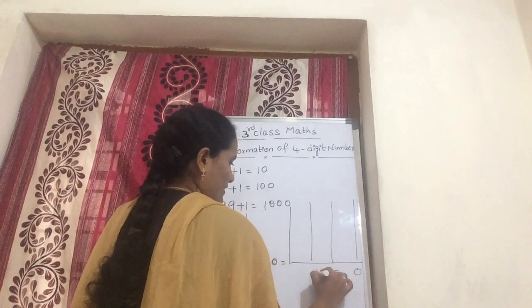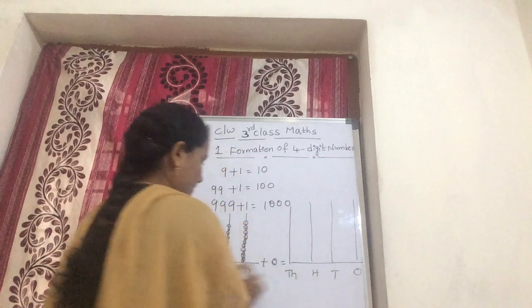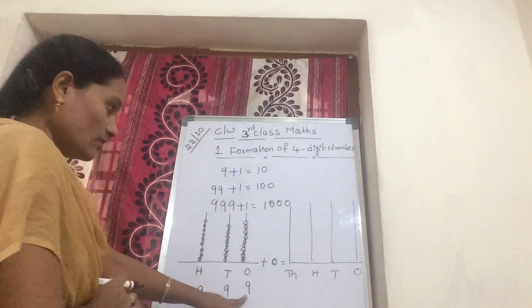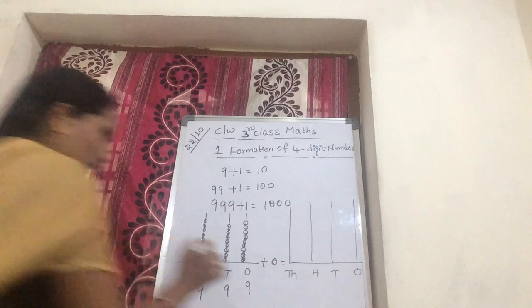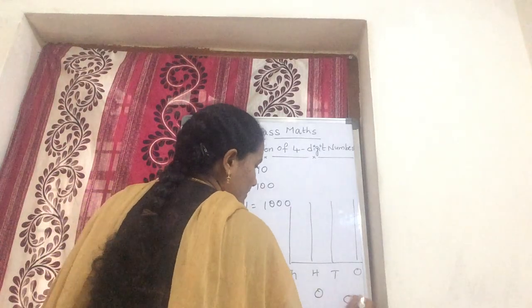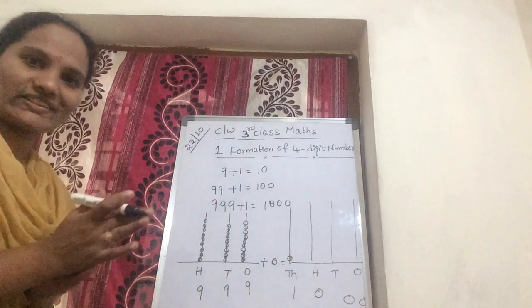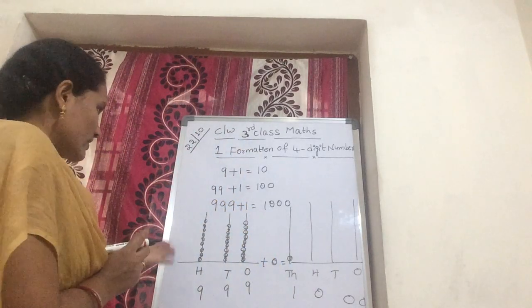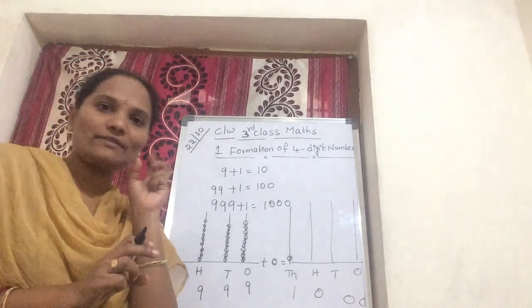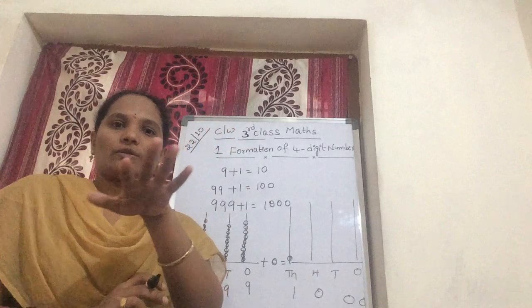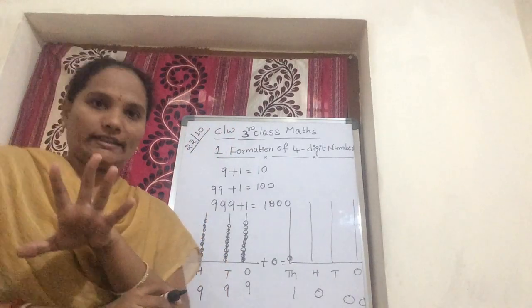Ones, tens, hundreds and thousands. So, adding plus 1. What do you get, Amma? 1000. Yes, children, like this. Only one bead in the 1000 place. You can understand, children, every time you add plus 1 to the greatest number, you get the next digit's smallest number.